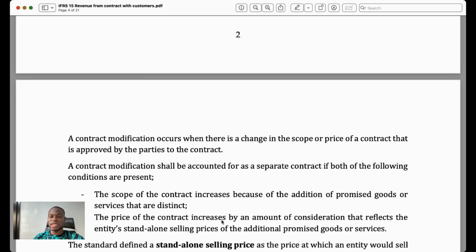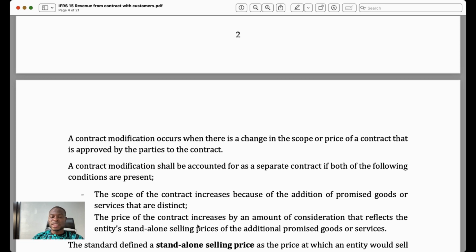One is that the scope of the contract increases because of the addition of promised goods or services. Meaning that they say you should come and deliver more goods. You have a contract that says deliver 50 cars. They now call you again and say, okay, deliver additional 20, right? That additional 20, you have to see it as a separate contract. You cannot see it as part of the existing one. They'll probably write up a new contract for that.